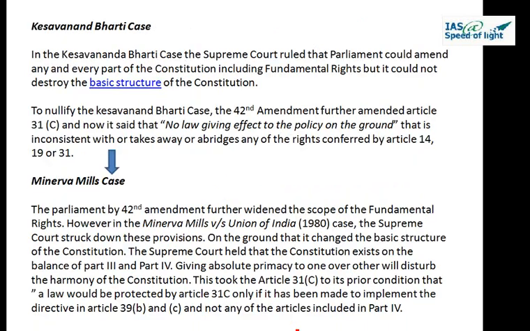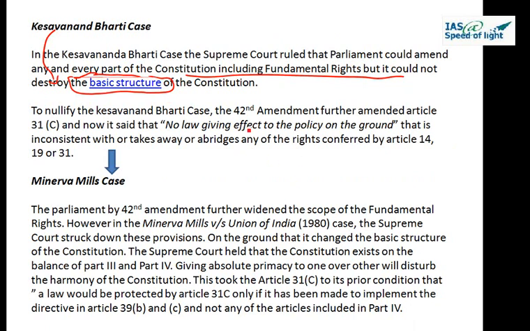And then came the historic case of Kesavananda Bharati, and in the Kesavananda Bharati case, the Supreme Court ruled that the Parliament could amend any and every part of the Constitution, including fundamental rights, but it cannot destroy the basic structure. This doctrine of the basic structure came forward in the Kesavananda Bharati case, which we have seen.